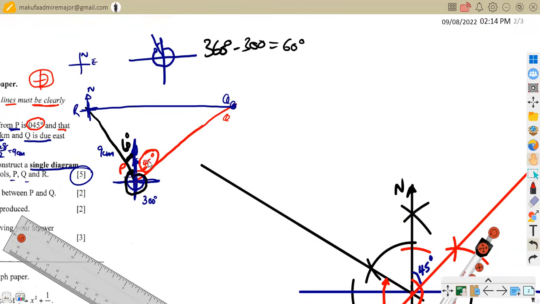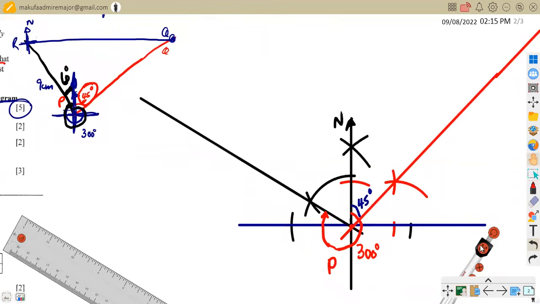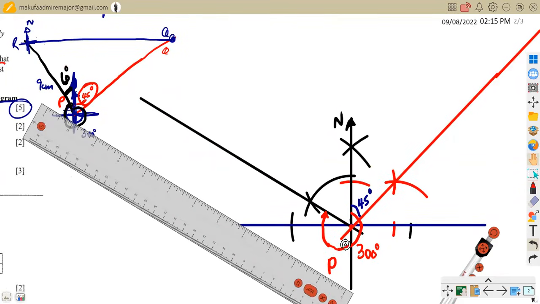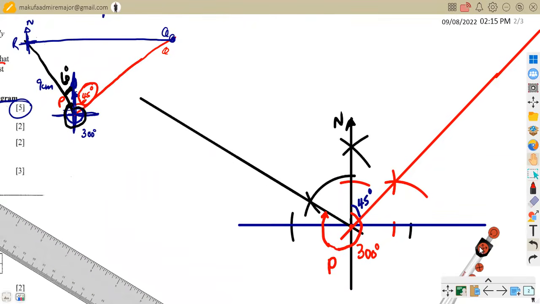So this is 60 degrees, and we need 9 centimeters for us to get to the point which is called R. So we have to measure 9 centimeters. What you're going to do is place your ruler and measure 9 centimeters, okay? But in this case, I'm just going to use this directly because it gives me dimensions. If I open it like this, it can tell me that now I am at 9 centimeters. But you're supposed to use your ruler to measure these 9 centimeters that you see here.